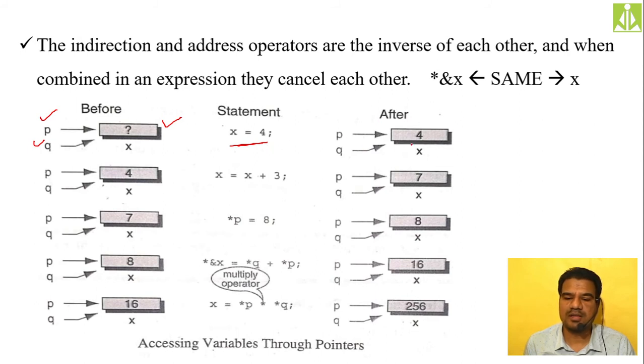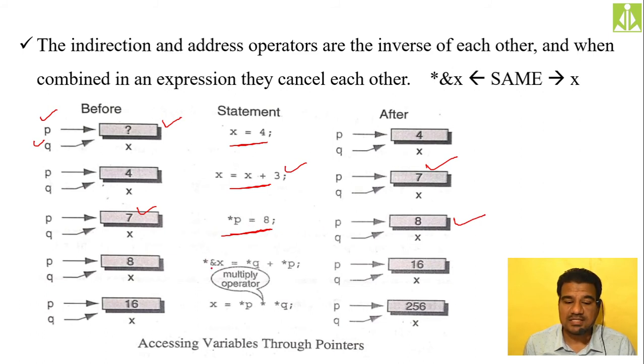After this statement, x will become 4. The memory location will hold 4. Now what am I doing? x equals x plus 3. I am incrementing the x value by 3, using the identifier to change the memory location content. So this memory location will hold 7, since 3 gets added to it. Before this statement, my memory location has 7. Then I say star p equals 8. Star p is nothing but this memory location only. So that memory location will hold 8 now because we are assigning 8.